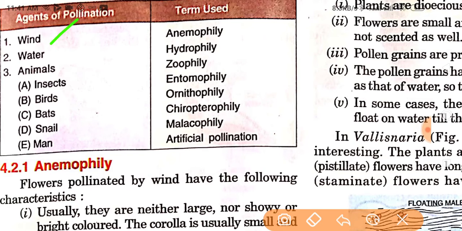Wind: the term used is anemophily. If pollination is done by water, it is known as hydrophily. If it occurs by animals, it is known as zoophily, and it is also of many types. Suppose in animals it is carried out by insects, it is called entomophily; by birds, ornithophily; by bats, chiropterophily; and by snails, malacophily. If it is done by man, it is known as artificial pollination.